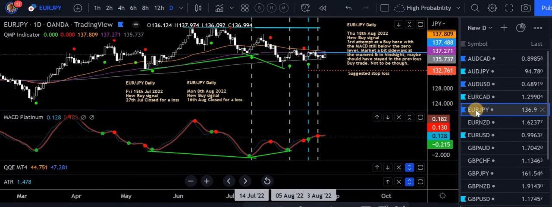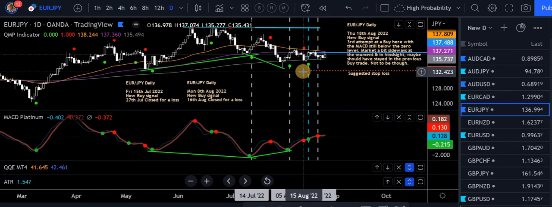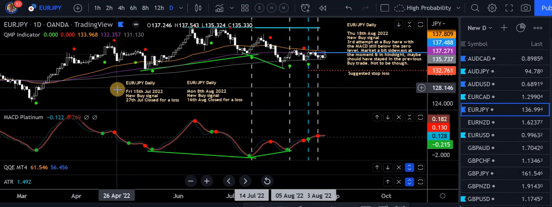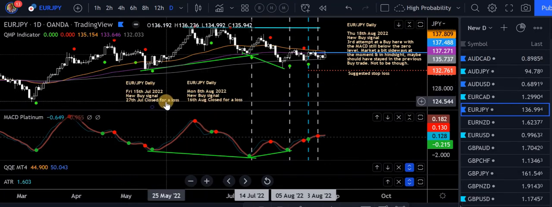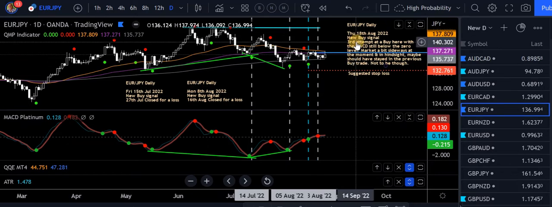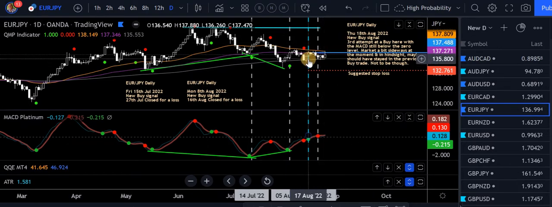Euro yen in a trade here, in a buy. It's been a tough pair to trade like this one. I normally like euro yen. You can see I've had a couple of losses there, and these are the lines that are marked. In another buy here, and not going anywhere fast.